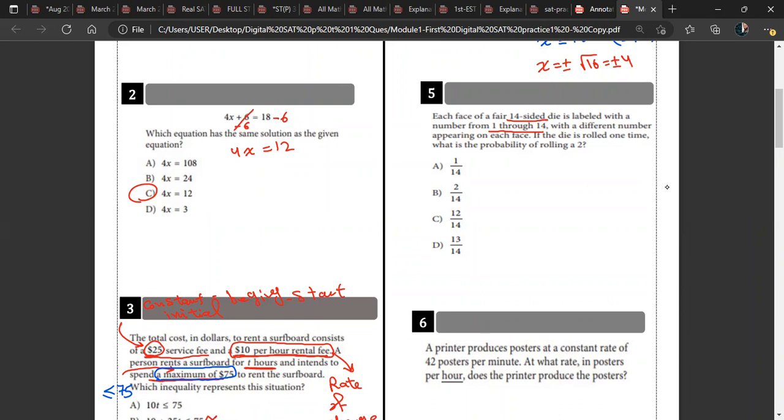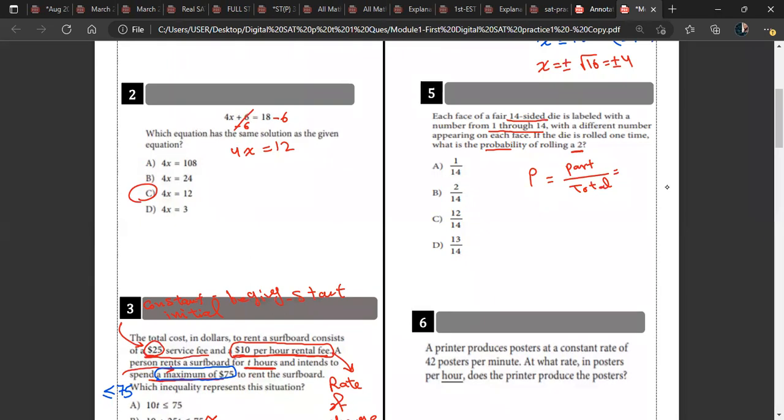If the die is rolled one time, you throw it one time, what is the probability of rolling a 2? Or put another way, a 2 appearing. So the outcomes here, we call it the sample space, okay? In this case, the probability equals part over total, or the number of events that happen over the total number of outcomes.